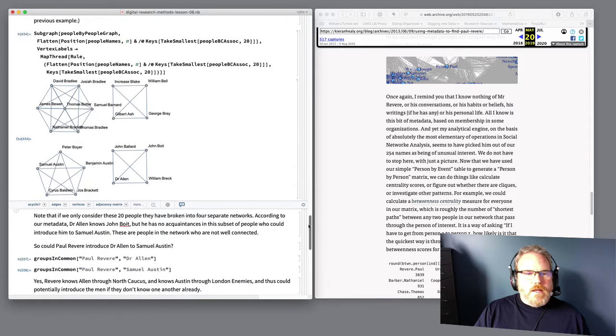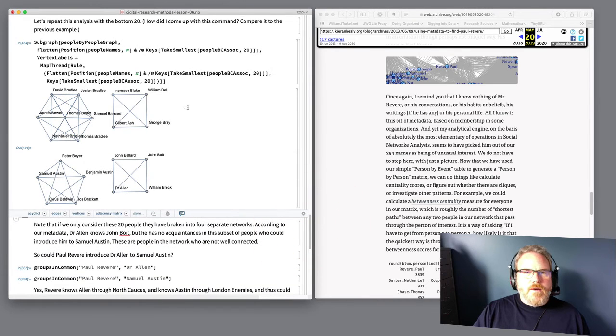If we do this with the bottom 20 people, the graph looks like this. We have a number of isolated groups. So for example, if I just take this one in the lower right-hand corner, Dr. Allen has contacts with 3 other fellows. Each of them has contacts with the others, but there's no direct contact between John Ballard and George Bray.